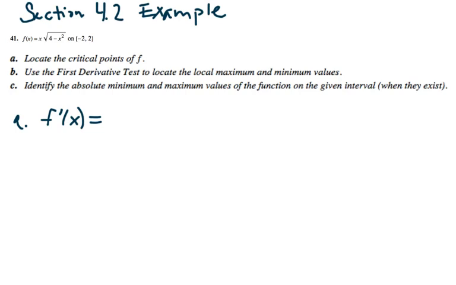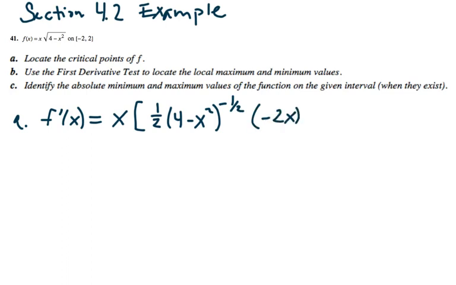So f prime of x is equal to x times the derivative of root 4 minus x squared, which is 1/2 times 4 minus x squared to the negative 1/2, times minus 2x. So we're using the chain rule here, and then we use the product rule. So the first times the derivative of the second, plus the second times the derivative of the first. The derivative of x is just 1.